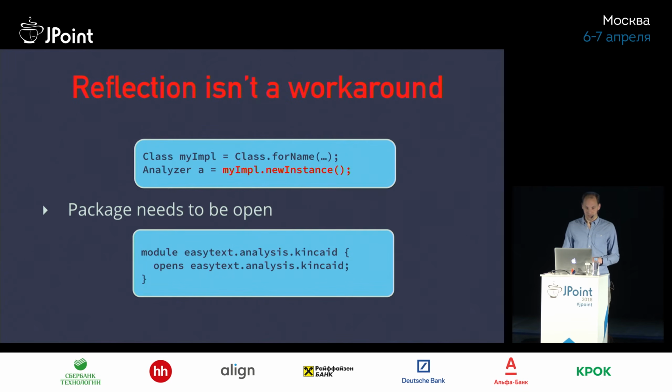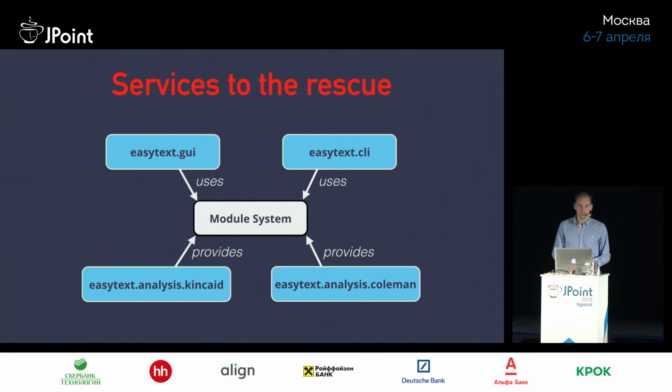So fortunately, there's a real solution to this. And like all problems in computer science, we just solve it by adding another layer of indirection. And in this case, the new layer of indirection is a so-called service registry that lives with the JDK in the module system. And what we can do is instruct the EasyText Analysis Kincaid and Coleman modules to become so-called provider modules that register an implementation in the service registry. And we can have the EasyText GUI and the EasyText CLI modules be so-called consumer modules that request instances of the analyzer type from the service registry.